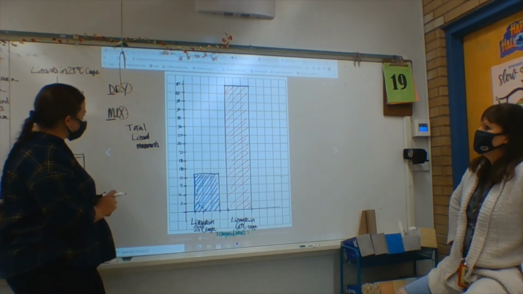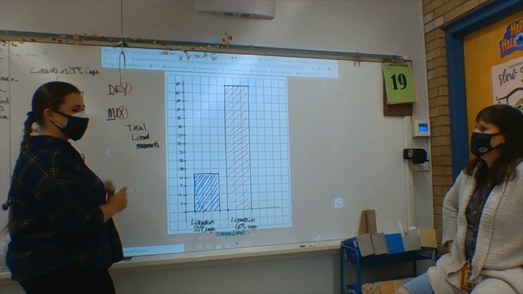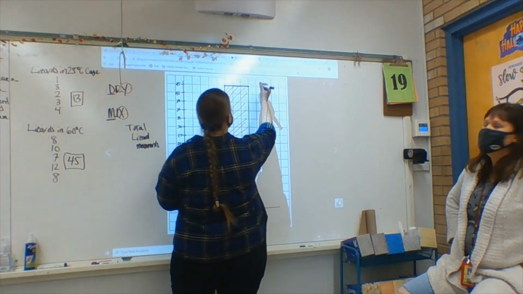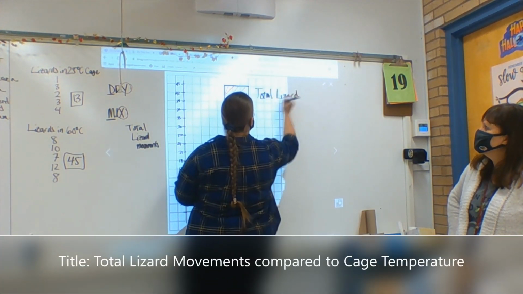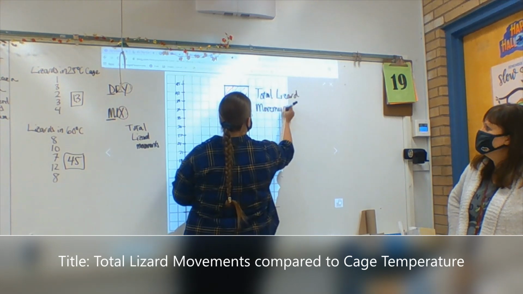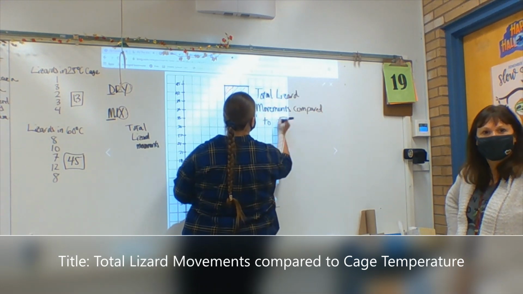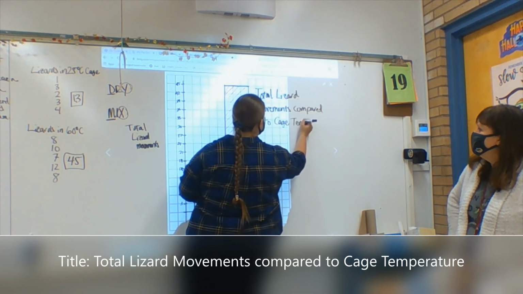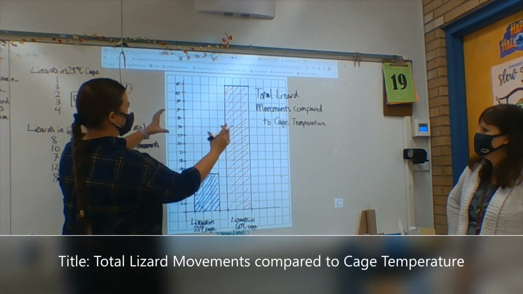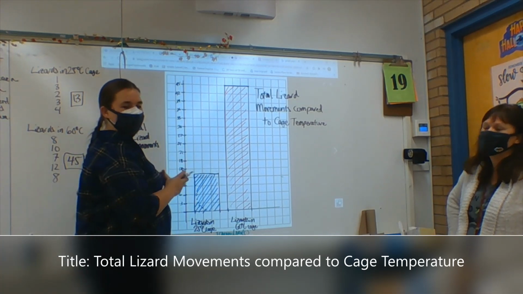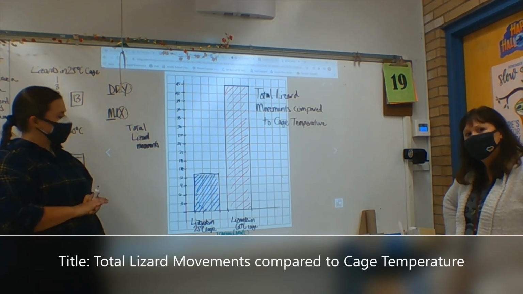So let's think about this. Let's do total lizard movements compared to the temperature of the cage. Does that sound scientific? That sounds very bland and scientific. That is a lot of writing. Beautiful. And if this were on paper, I'd probably want to center it up in the top, but I'm running out of space on the board here, so we're going to write it on the side. And in the end, we have just made a great graph.